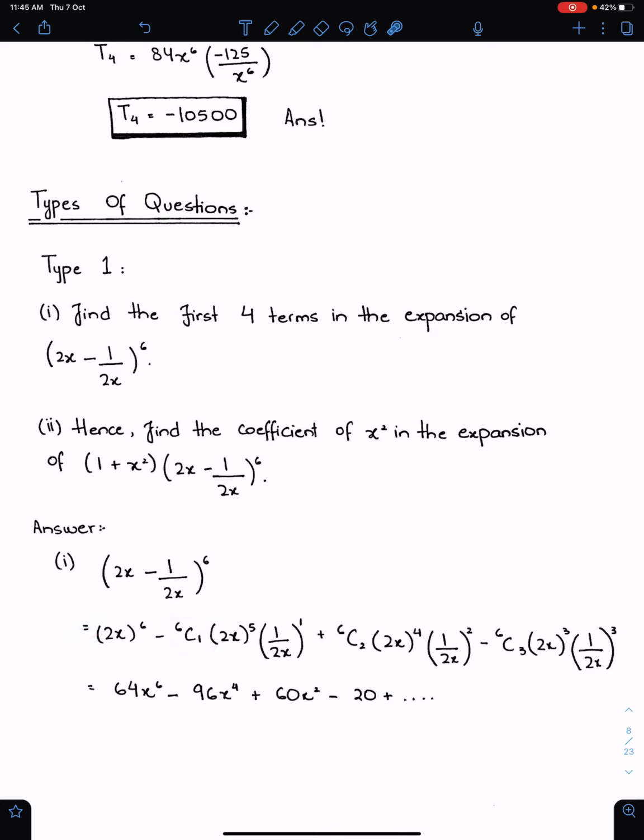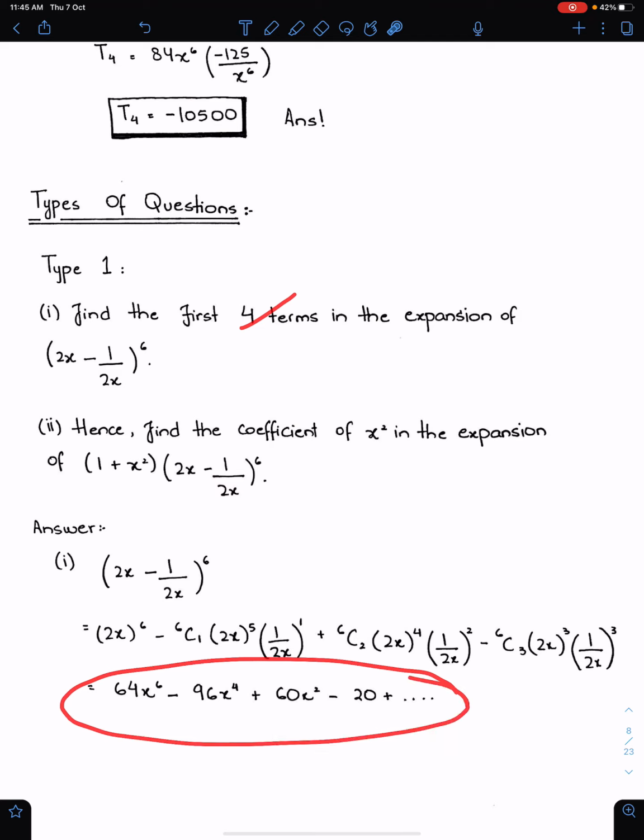This is plus, this is minus, and so on. 6c1, first term with power 5, which is the difference of these two numbers, or the power of first term decreases by 1. And second term without its sign, 1 upon 2x with power 1, because when we use the theorem, we never take the sign of the second term. We take the second term without its sign. Then 6c2 and so on, and finally 6c3, because we need first 4 terms. That's the final answer of part 1.